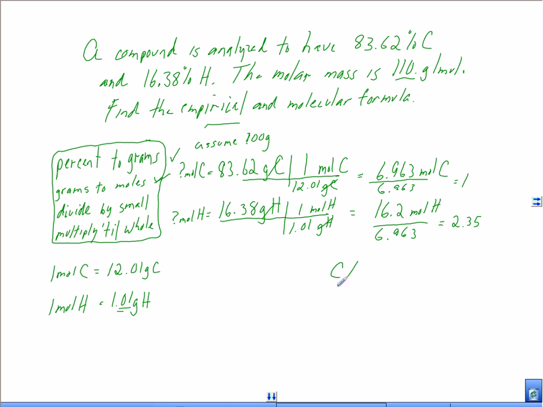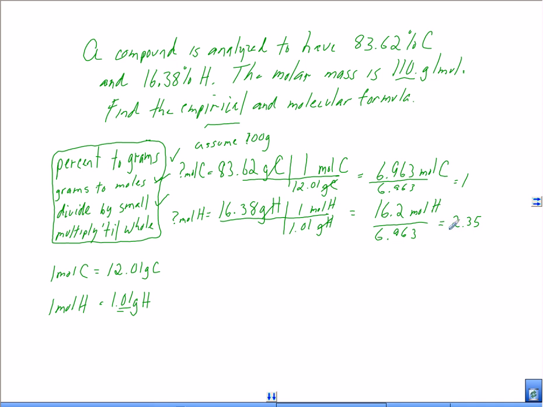Now again, I cannot say my answer is CH 2.35, because again, that's not a whole number. Can't do that. So what do? Well, look at our rhyme. What does our rhyme say? Well, we've already divided by small.